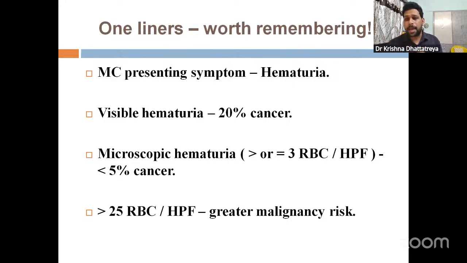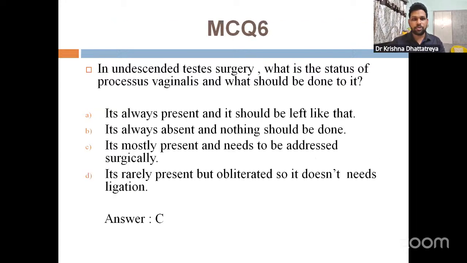Either it may be related to the bladder, or the ureter, or the kidney. So 20% of the cases are related to urogenital carcinoma. If the patient has microscopic hematuria, that means 3 or more RBC per high power field, the chance of carcinoma will be less than 5%. But if the RBC is more than 25 per high power field, then a greater malignancy risk will be there. So these are some of the important points related to renal cell carcinoma.